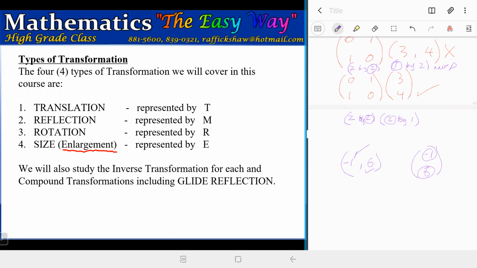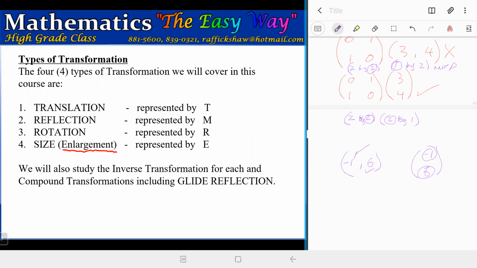And that's why you have to be able to calculate inverse matrices. All right. So we're also going to look at compound transformation. And compound transformation, as I said, is sort of similar to your composite functions in a similar kind of way. We're going to see the similarities later. And then there's a special kind of compound transformation that we're going to look at. It's called a glide reflection.